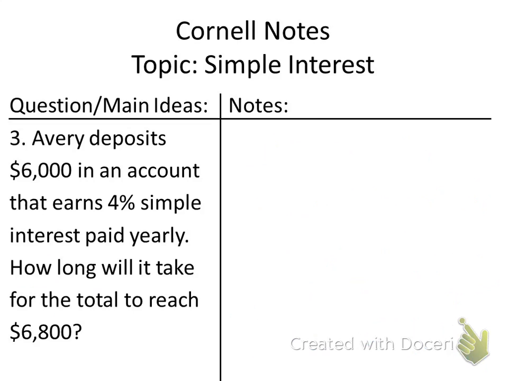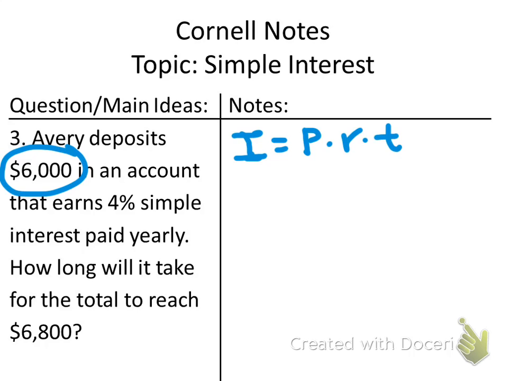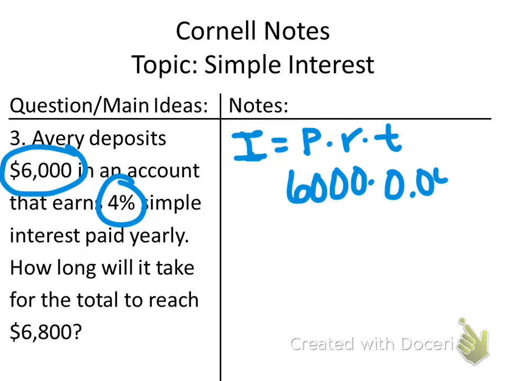Number 3, Avery deposits $6,000 in an account that earns 4% simple interest. How long will it take for the total to reach $6,800? Well, we need to find out, and we need to solve by finding the principal, which we know. So if I write down my formula, I equals P times R times T. My principal is 6,000. My rate is 0.04. And my time is 1.